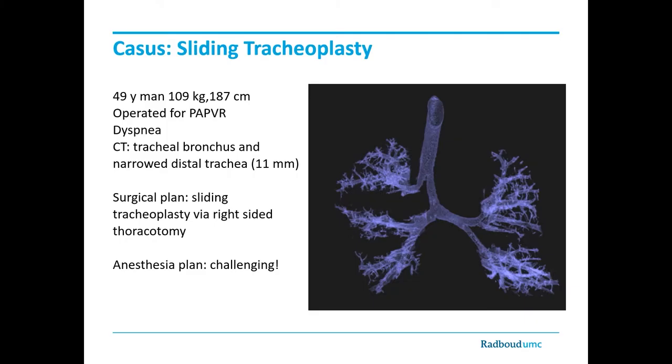The next case was a big challenge. A 49-year-old man with a history of partial anomalous pulmonary venous return, for which he was operated, presents with dyspnea at exercise. On a CT scan, there is a tracheal bronchus and a narrow distal trachea of only 11 millimeters. The surgical plan was to perform a sliding tracheoplasty via a right thoracotomy. The anesthesia plan has some difficulty, as you can guess.